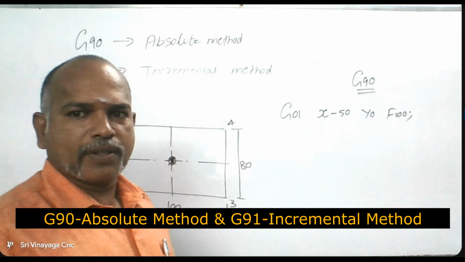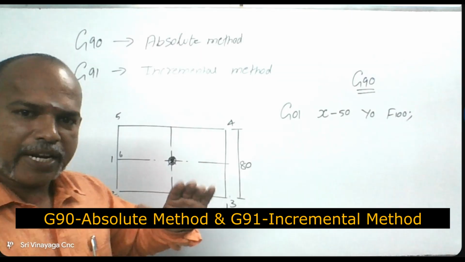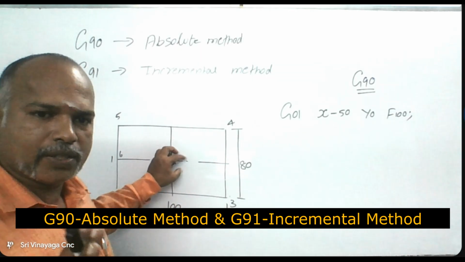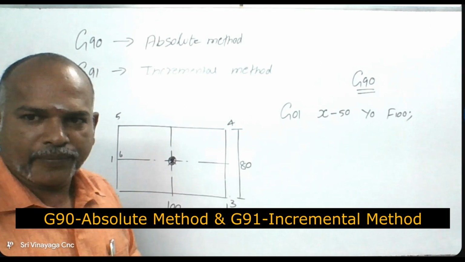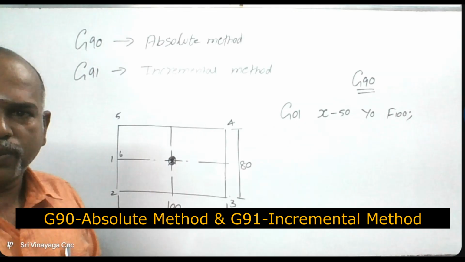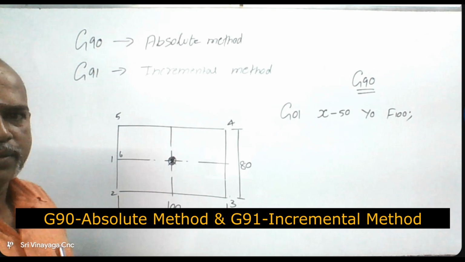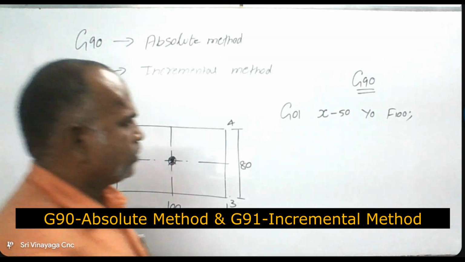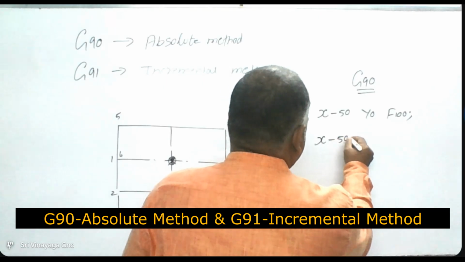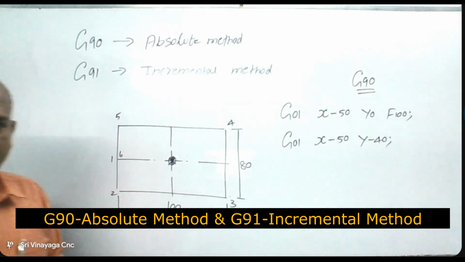So G90 means absolute. Next, point number two. X is still minus 50, and Y is minus 40. Yes, exactly.